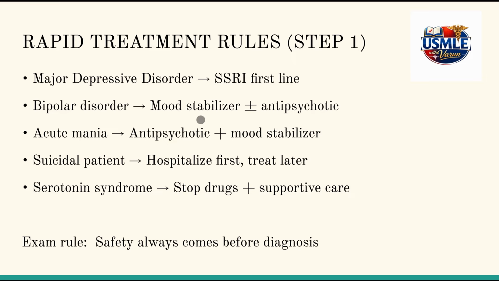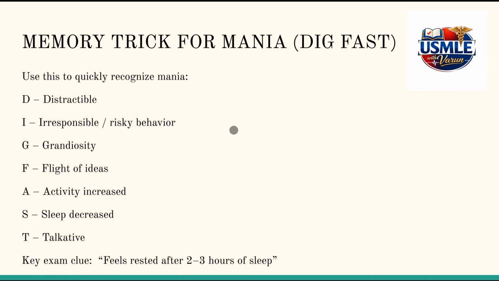Bipolar disorder, we need to use a mood stabilizer along with an antipsychotic. Acute mania, we need to use an antipsychotic and a mood stabilizer. Suicidal patient, we need to hospitalize first, diagnose and treat later, because safety is more important. Serotonin syndrome, we need to stop the drugs and provide supportive care. So safety always comes before diagnosis in psychiatric conditions.